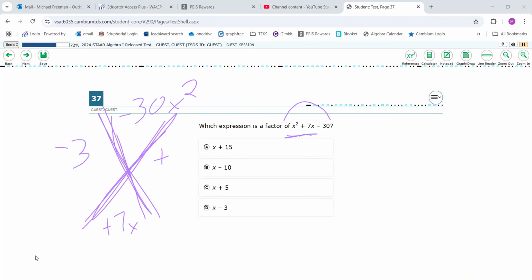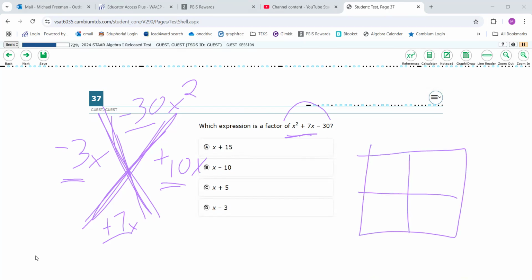Well, it's negative 3x and positive 10x. Negative 3 times 10 is negative 30. Negative 3 plus 10 is positive 7. So now we know, right? First term in the first box, last term in the last box. But now we split this middle term into these two pieces.